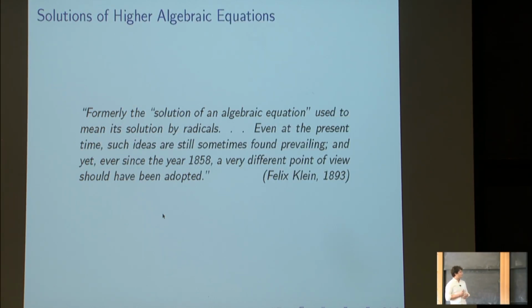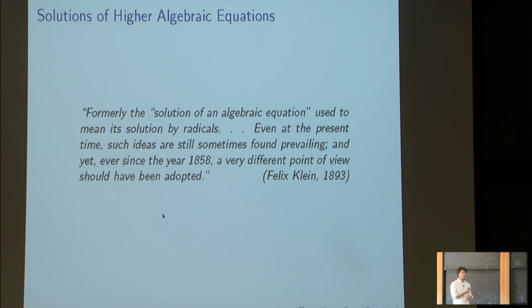All right. And Klein, speaking on this at the first ICM at the end of the 19th century, said, formally the solution of an algebraic equation used to mean its solution by radicals. And even at the present time, such ideas are still sometimes prevailing. But ever since the year 1858, a very different point of view should have been adopted. That's still true in this sense.